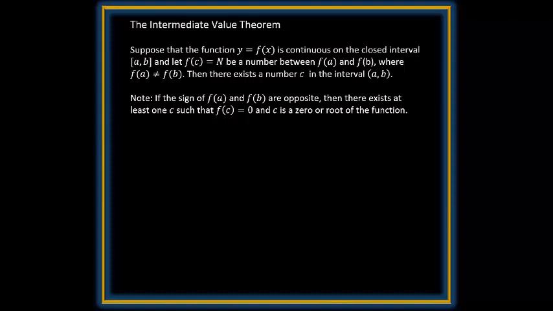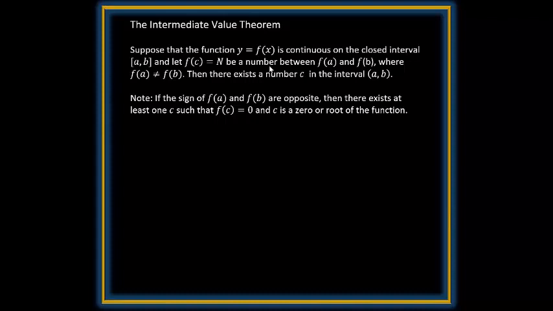The intermediate value theorem. Suppose that the function y equals f of x is continuous on the closed interval [a, b], and let f(c) equals N be a number between f(a) and f(b), where we assume that f(a) does not equal f(b). Then there exists a number c in the open interval (a, b), not necessarily at the boundary. And then we have one important note under the intermediate value theorem.